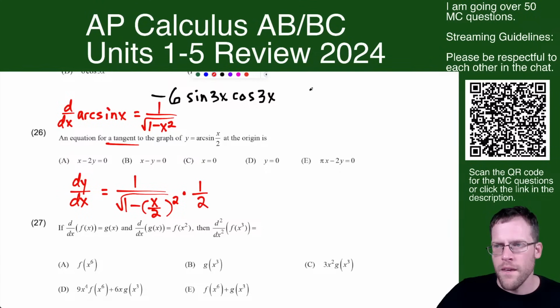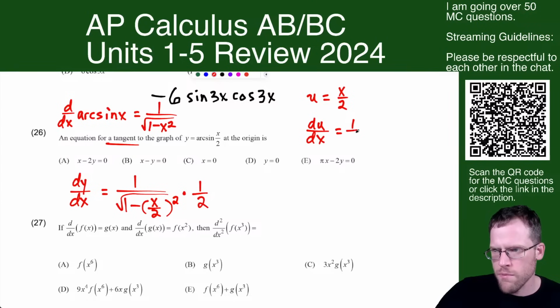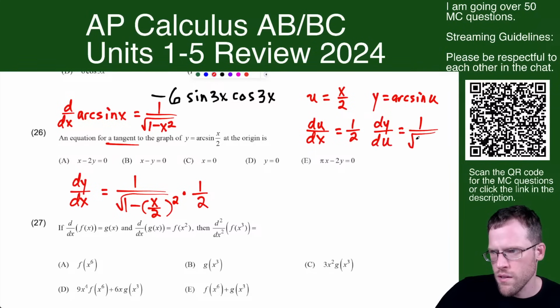If you want to do this kind of like a u substitution style, you could say u equals x over 2, and du/dx is equal to 1/2. So some people might like to use Leibniz notation. They'll say y equals arc sine of u, and then dy/du equals this. So this is like using Leibniz. This is the shortcut going this way.